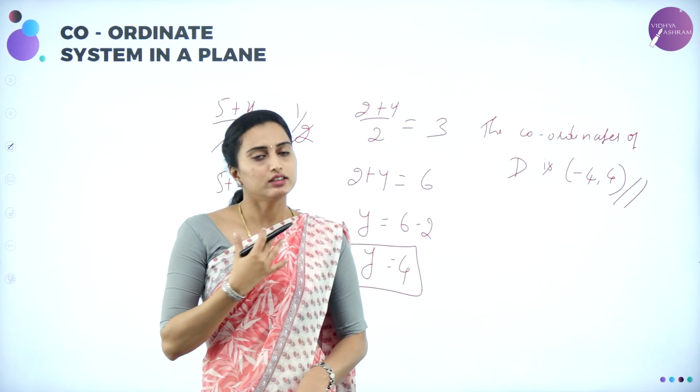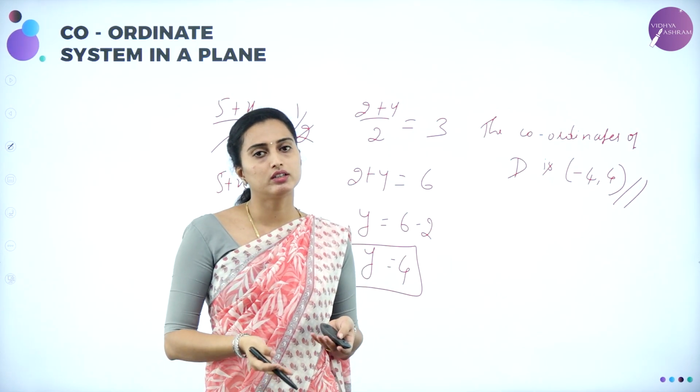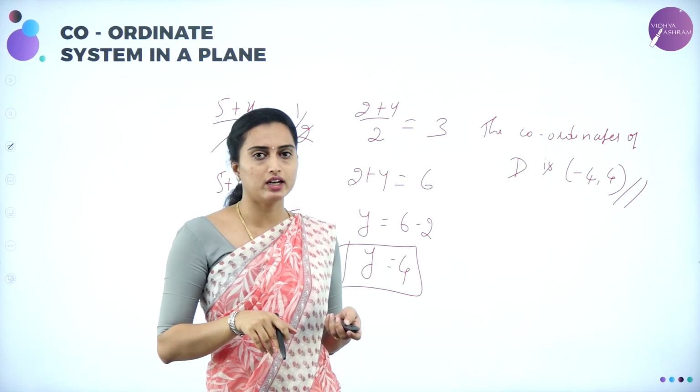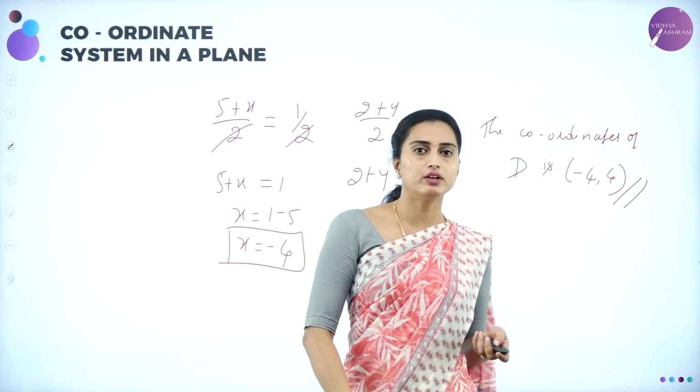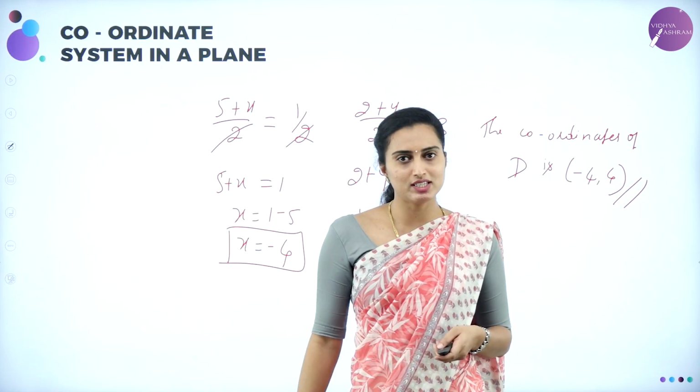Is that easy? These types of questions, especially the last 2 questions that I have solved, will be asked for a 5 marker. Understood? You have to draw the diagram and then find out according to the question. Understood, dear students? I hope you understood this session.